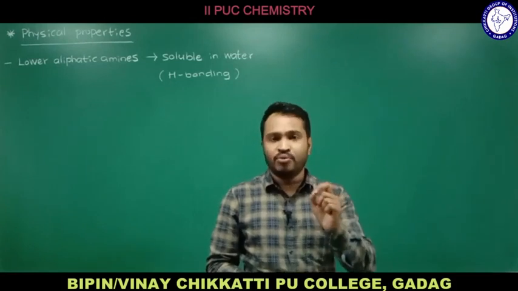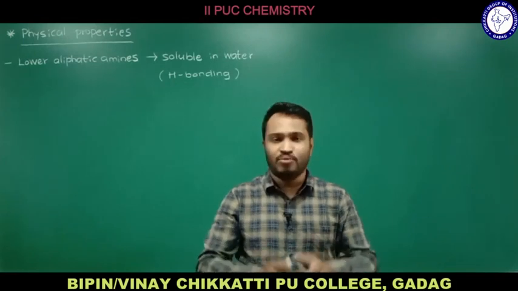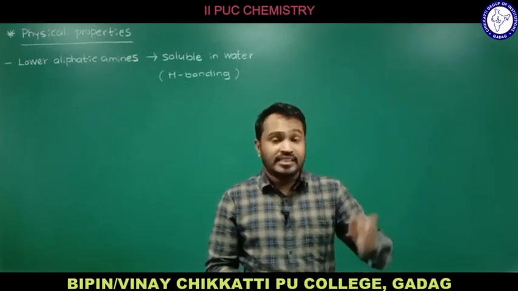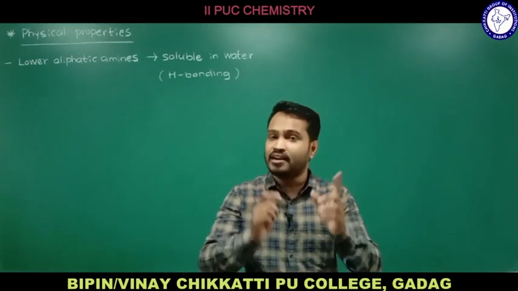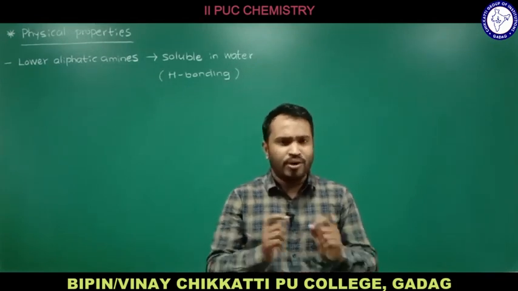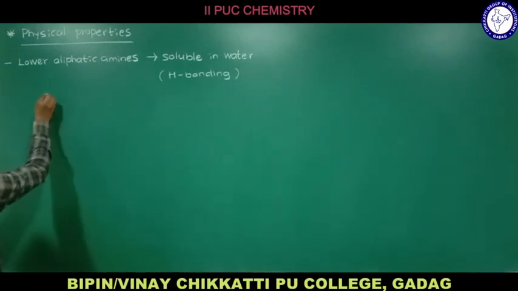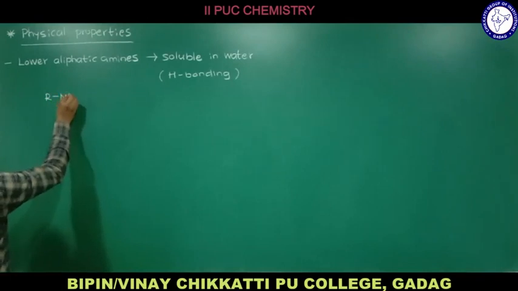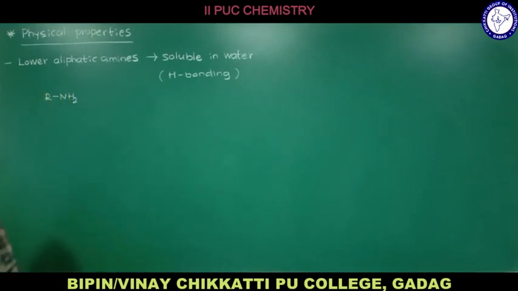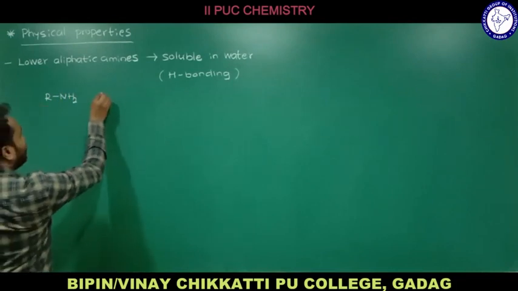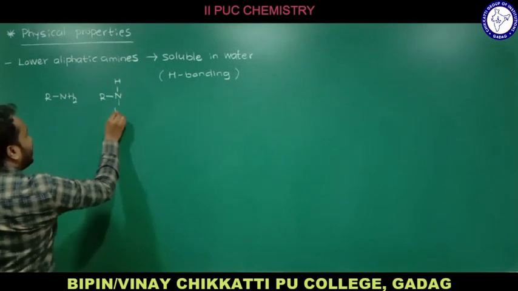If hydrogen bonding is between two molecules, that is termed intermolecular, isn't it? If there is hydrogen bonding within the molecule itself, that is termed intramolecular hydrogen bonding. What happens in the case of primary amines? Let me consider the example of a primary amine, RNH2. One hydrogen of ammonia is replaced by this alkyl group. So this is better written in this fashion: NH and H we have.